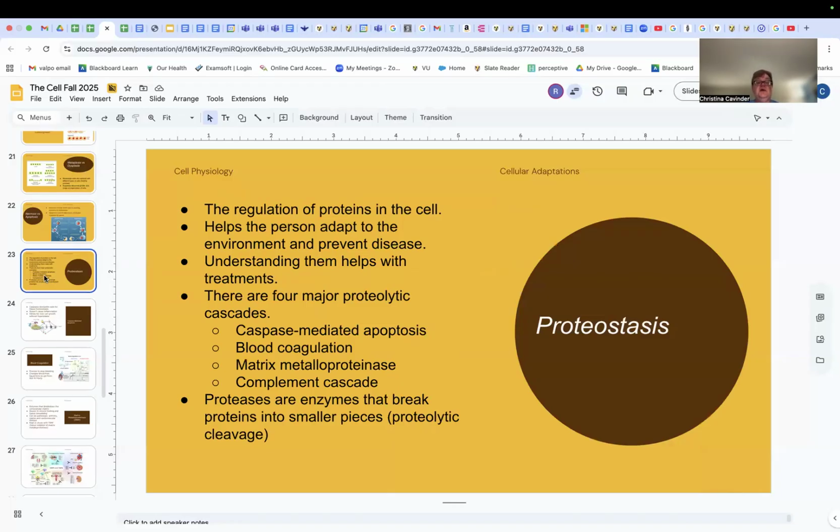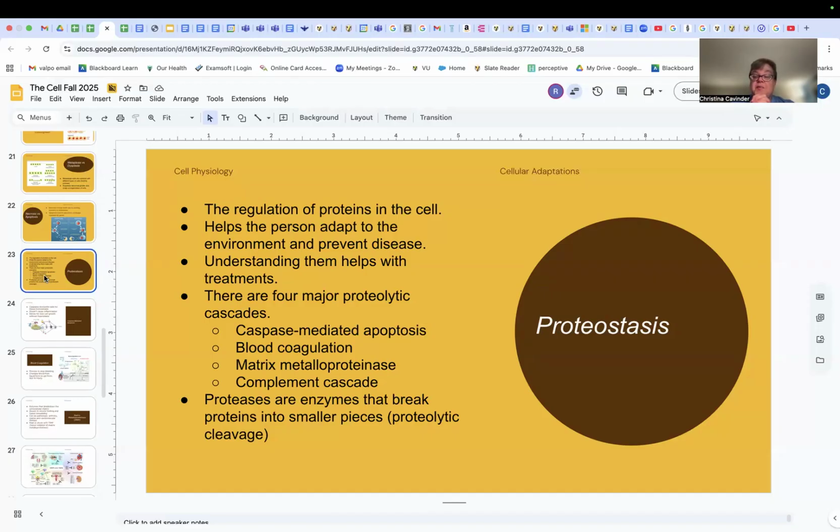All right, so now we're going to talk a little bit back onto proteins. And so we have proteostasis, and this is the regulation of proteins in the cell. So we need proteins to be made. It's very, very important, but we don't want them getting out of control. So this helps the person adapt to the environment and prevent disease. Understanding proteostasis helps with understanding the treatment for some diseases.